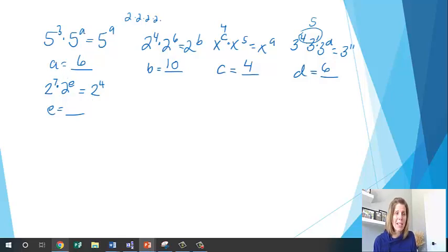Well, if you'll notice, I'm at 7. I'd actually have to bump down 3 2's to get to 2 to the 4. So actually, e will be -3. So when we're going up on the table, we will add our exponents, and when it ends up being negative, we will subtract those exponents.